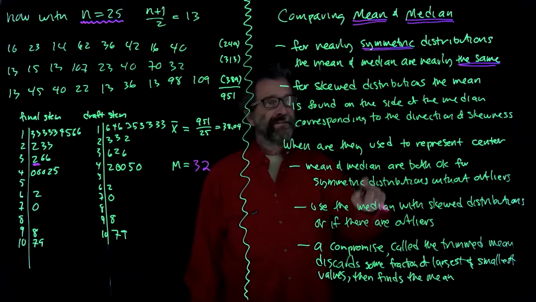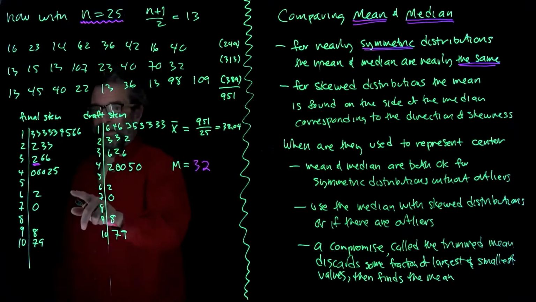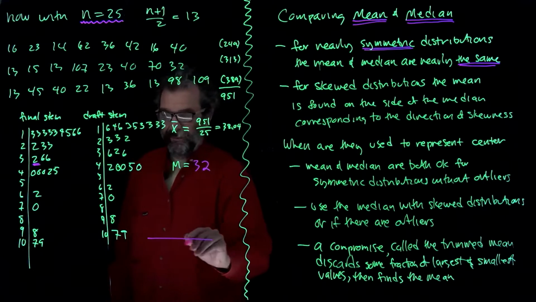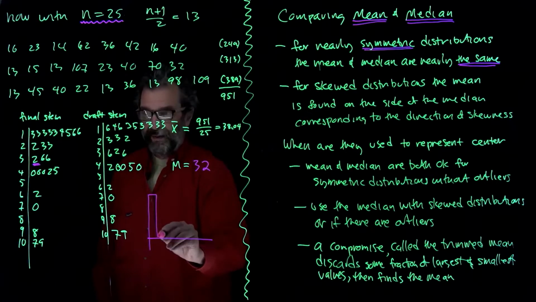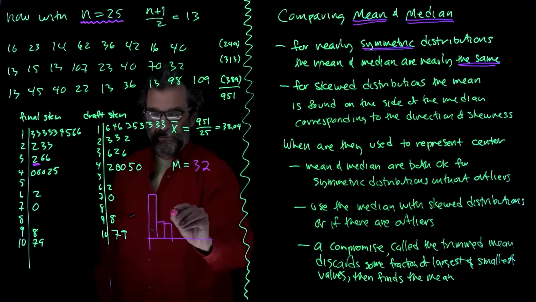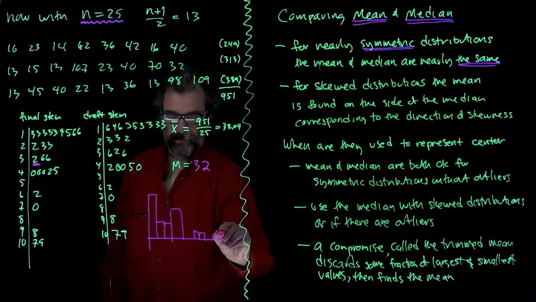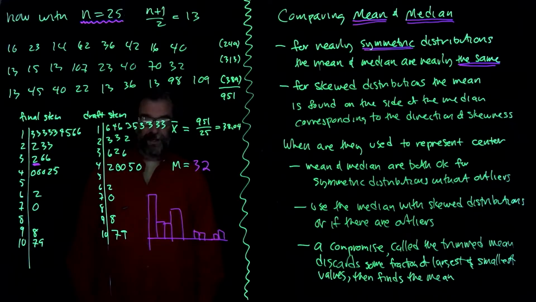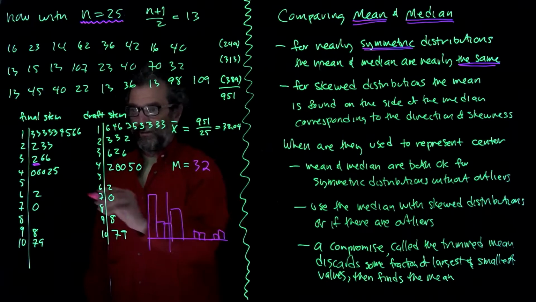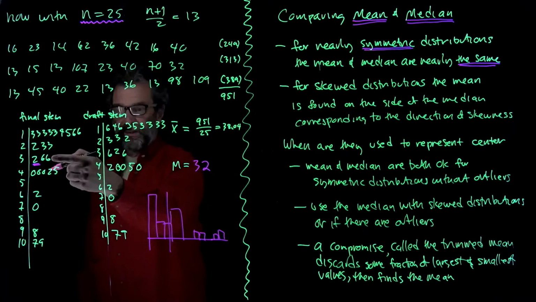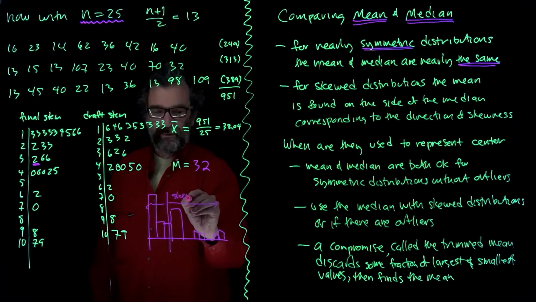For a skewed distribution, the mean is found on the side of the median corresponding to the direction of skewness. So if we look at our data set here, if we were to make a histogram of that data set, which is basically what a stem and leaf plot gives you with the digits, you would see something that looks like this. The center is probably here somewhere, well, we know where it is, it's 30. It's right between the first and second bars. Yeah, pretty much there. So we see this one here is skewed right.